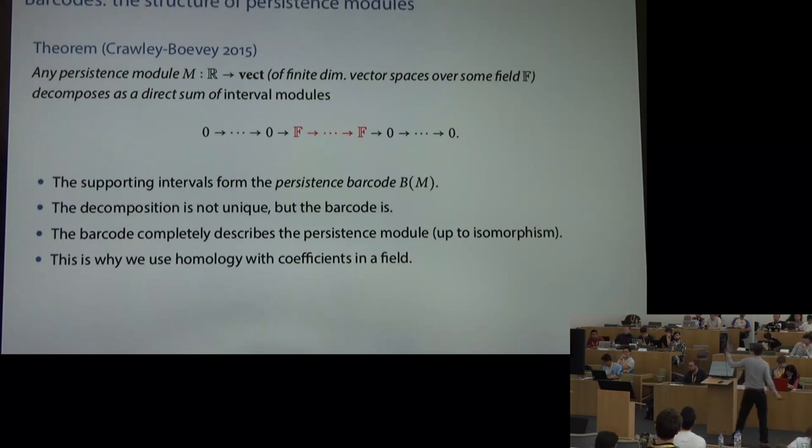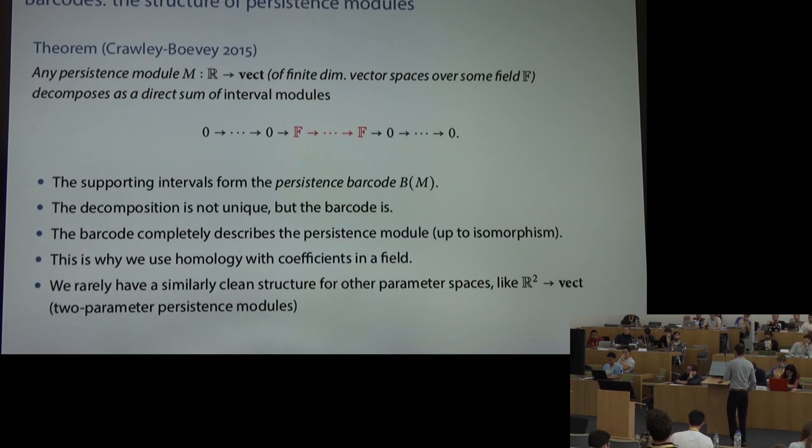And that's the reason why we are using, well, one of the reasons why we're using homology with coefficients in a field, not with coefficients in the integers, as people usually do in algebraic topology, because we wouldn't have this kind of statement. We want to work with vector spaces, and homology with coefficients in a field gives us vector spaces over this field.